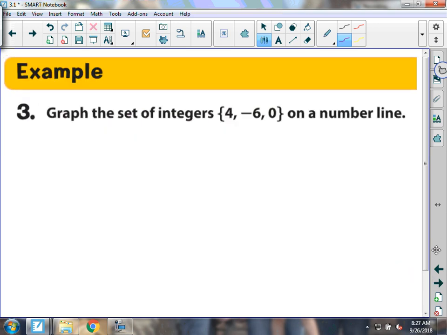Now we're going to talk about graphing. Graph the set of integers 4, negative 6, 0 on the number line. When you graph these, create your number line. What's the smallest number in this number set? Our smallest number is negative 6. So that's where we're going to start, and then I'm going to go up by ones until we reach our largest number. And our largest number is 4.